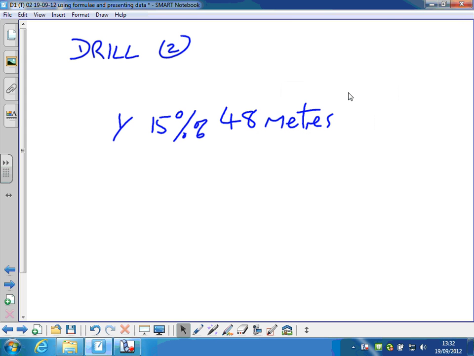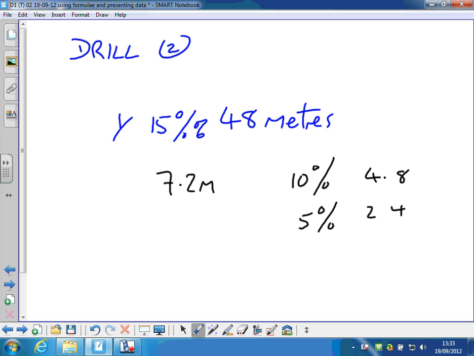So number 1, 15% of 48 meters, 7.2 meters. And how did you work it out? I divided it by 10. Okay. Half of 10 and half. Yeah, so divide by 10 to get 10%, which is 4.8. So half of that is 5%, which is 2.4, and then add them together, 7.2. Yep, I agree. That's probably how I would have done it exactly. Okay.